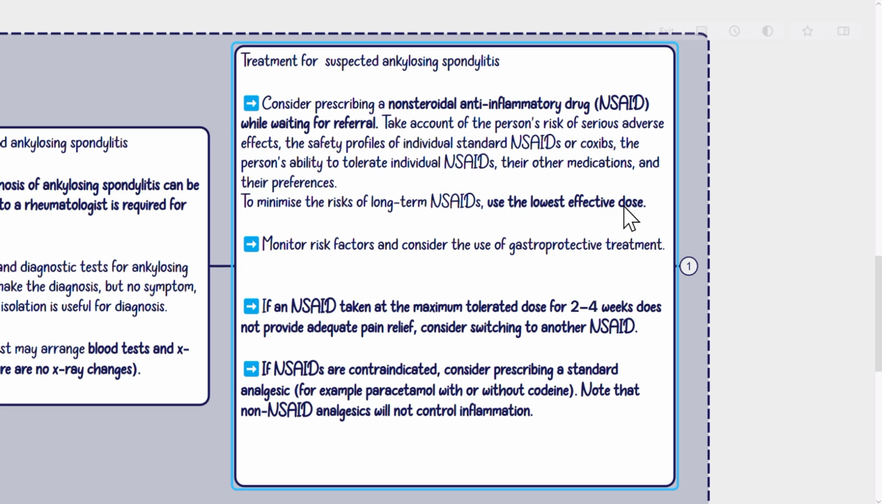If an NSAID taken at the maximum tolerated dose for 2 to 4 weeks does not provide adequate pain relief, consider switching to another NSAID. If NSAIDs are contraindicated, consider prescribing a standard analgesic, for example paracetamol with or without codeine. Note that non-NSAID analgesics will not control inflammation.